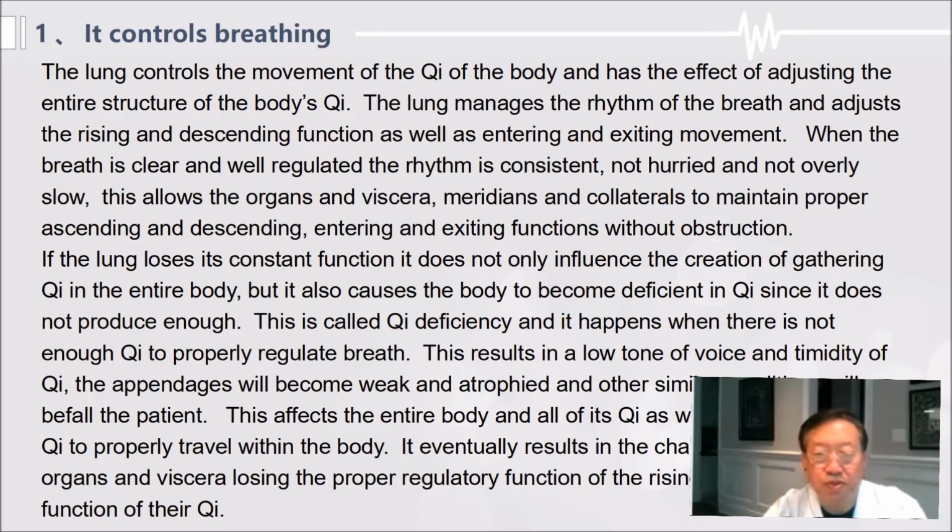If the lung loses its constant function, it does not only influence the creation of gathering qi in the entire body, but it also causes the body to become deficient in qi, since it does not produce enough. This is called qi deficiency, and it happens when there's not enough qi to properly regulate breath. This results in a low tone of voice and timidity of qi. The appendages will become weak and atrophied, and other similar conditions will befall the patient. This affects the entire body and all of its qi, as well as the ability of the qi to properly travel within the body. It eventually results in the channels and collaterals, organs, and viscera losing the proper regulatory function of the rising and descending function of their qi.